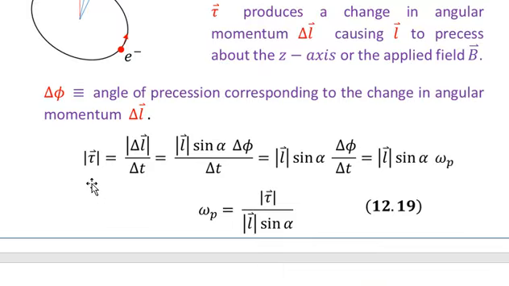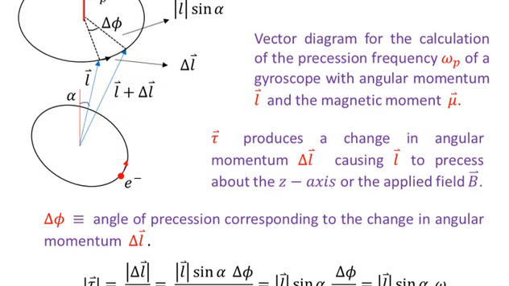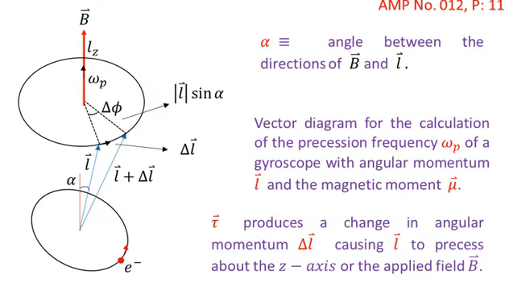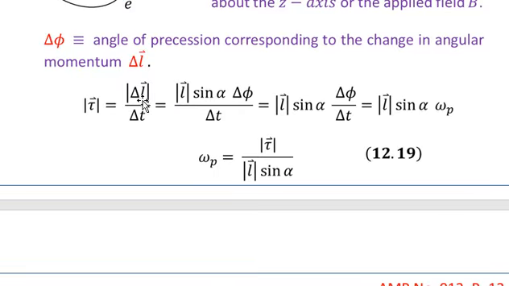Now by definition, tau is equal to the rate of change of L. So the absolute value of tau is equal to the magnitude of delta L divided by delta t, and from this diagram you can see that the magnitude of delta L is equal to the radius of this loop, which is equal to this quantity multiplied by the angle delta phi. So we have given the magnitude of delta L over here, that delta L is equal to the radius, which is equal to the magnitude of L into sine of alpha multiplied by the angle delta phi.